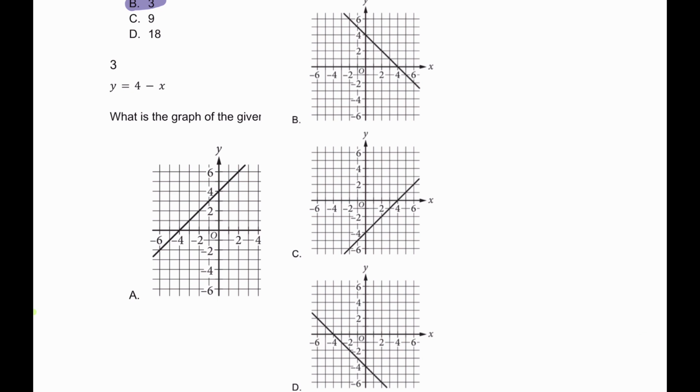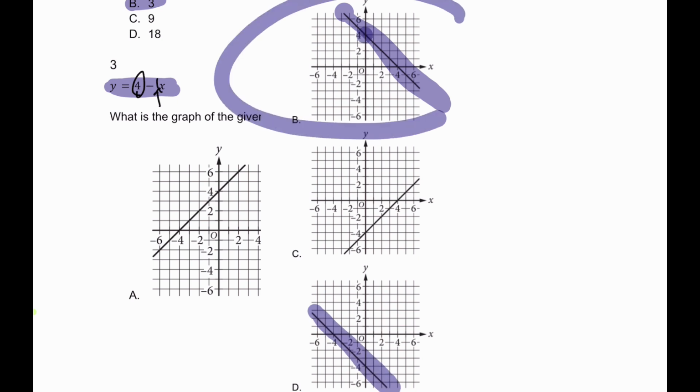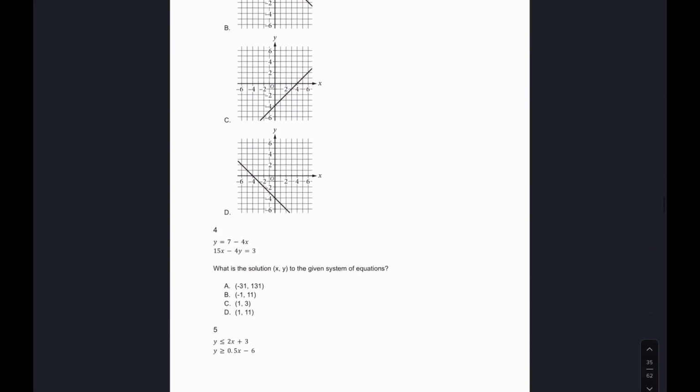Number 3 says, which of the graphs represents this function? Well, this function has a y-intercept of 4 and a slope of -1. So I'm looking for which graph is going down and which one has a positive y-intercept of 4. I really like B. Let's keep going. That was number 3. Come on down here for number 4.